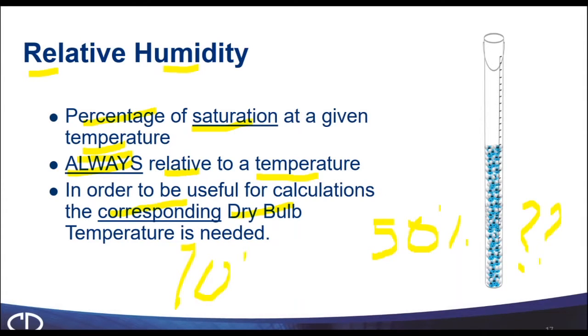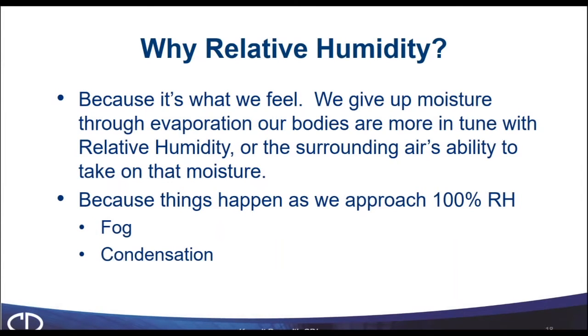So now we have a corresponding condition. We can understand how much moisture is in the air and our questions can go away. So relative humidity is relative to a temperature condition. Why do we use relative humidity? Primarily it's because of what we feel. We give up moisture through evaporation on our bodies, and we're more in tune with this thing called relative humidity, or the surrounding air's ability to take on moisture as it would evaporate from our bodies.